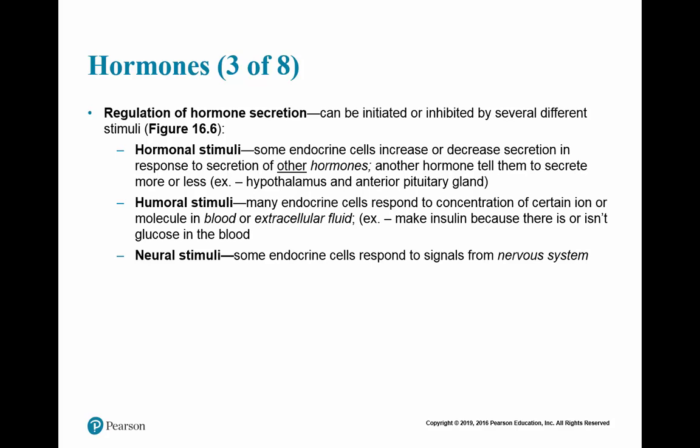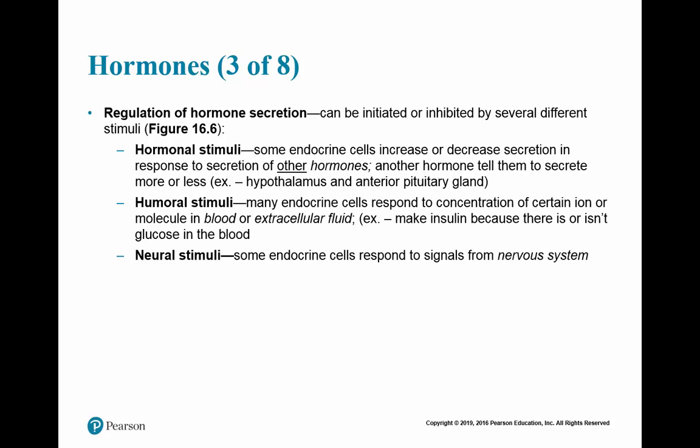Now, objective 9 is where we are. How do you regulate hormone secretion? There are 3 stimuli that do this. First is hormonal stimuli. Some of the endocrine cells can increase or decrease their amount of hormone by responding to what other hormones are in the body. Another hormone can tell them to secrete more or to secrete less. For instance, the hypothalamus will tell the anterior pituitary, secrete more of this or stop secreting it, secrete less.